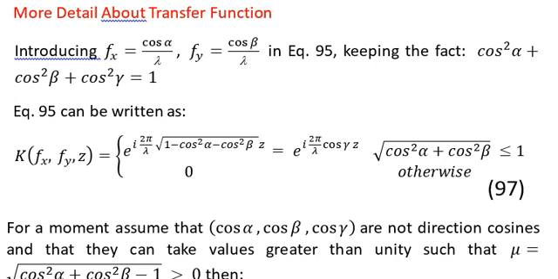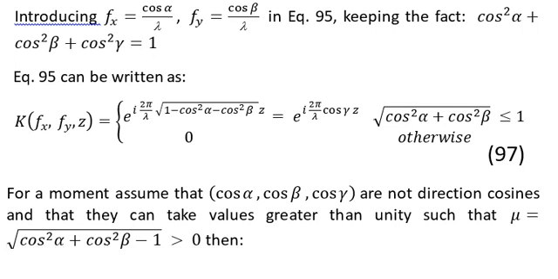And you know that we can also express the quantity in the square root in terms of cos square gamma, and we can write it as e to the power iota 2 pi over lambda multiplied by cos gamma multiplied by z value. And you know that this will hold when the square root of cos square alpha plus cos square beta is less than or equal to 1. Otherwise this quantity, that is the transfer function, is 0 if you go beyond this region. If you go beyond that region, then of course you will have 0 over there.